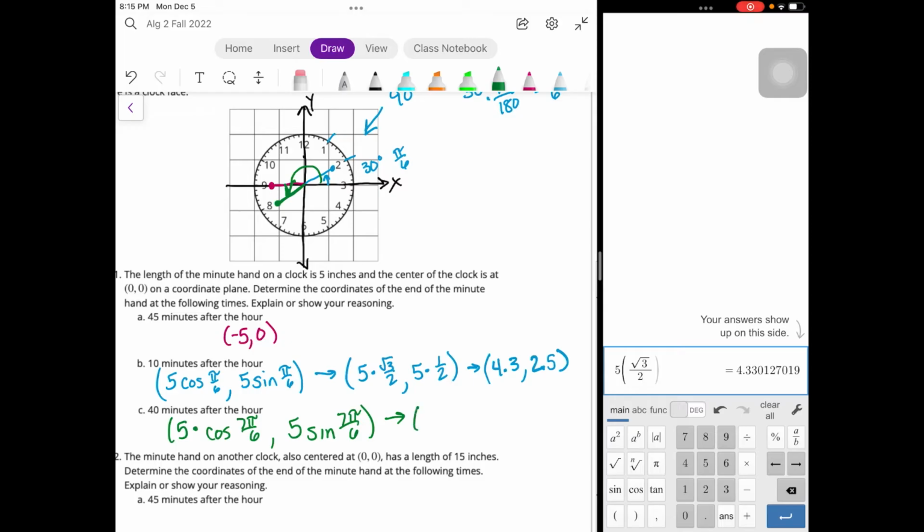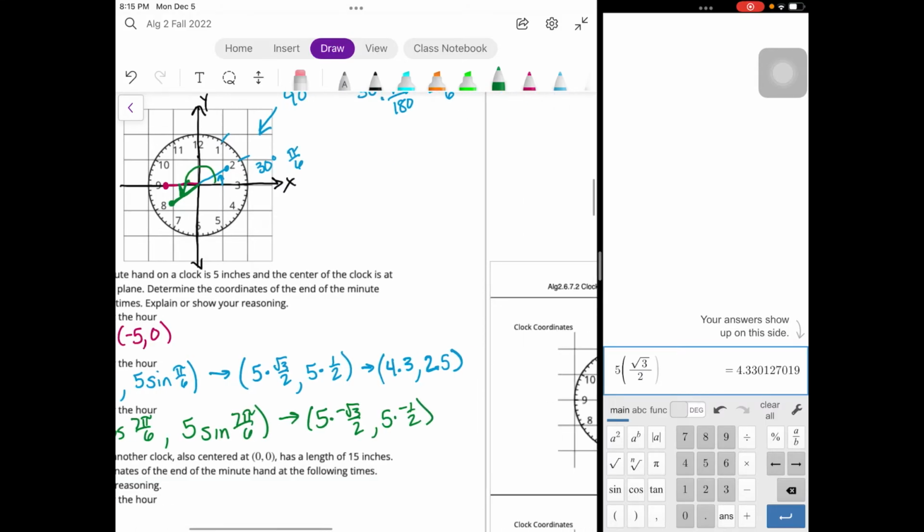plug in our numbers from our unit circle. So that's 5 times negative square root of 3 over 2, and 5 times negative 1/2. So our values are actually the same, we just have negative. So negative 4.3 and negative 2.5.